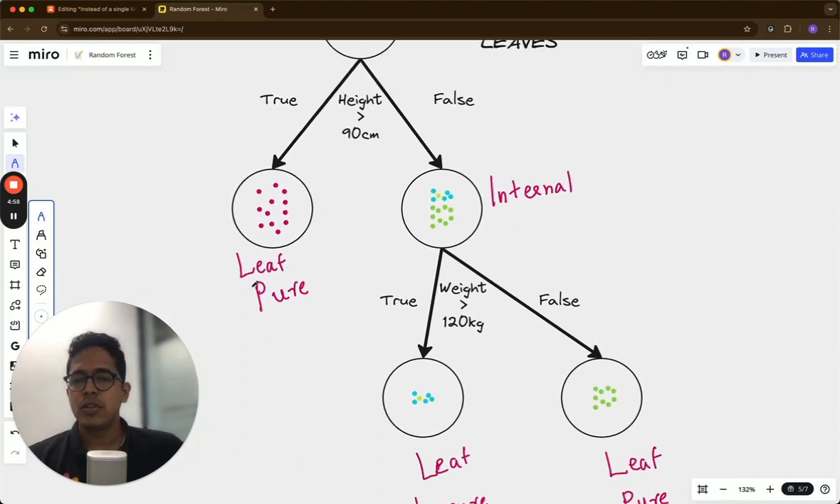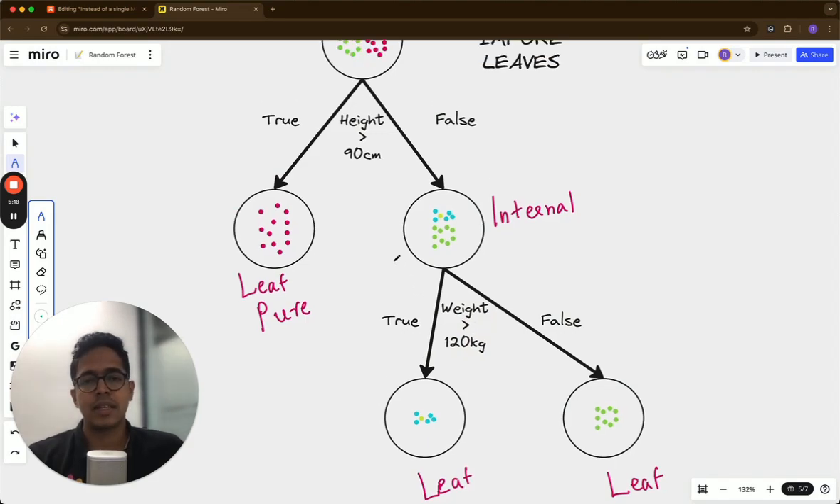So there is no need to split this node anymore, because splitting this is not going to segregate the data set anymore, because it's already belonging to only one class. But there is a scope for splitting this data set further. So you can now split using a different feature where weight greater than 120 is the feature. Weight is the feature that is used. 120 kilograms is the threshold that is used.